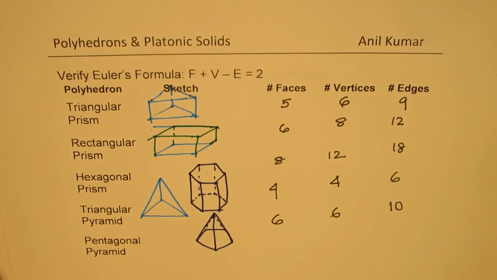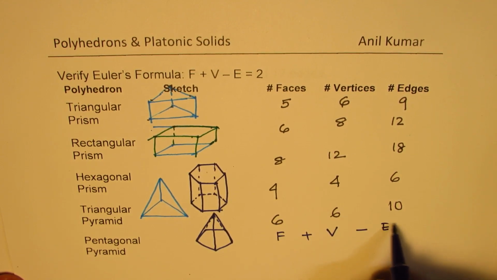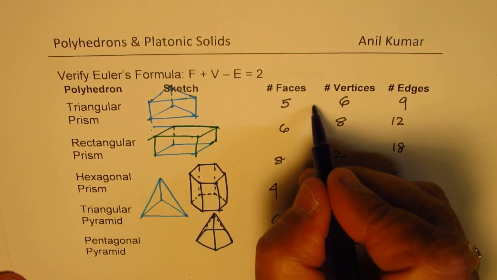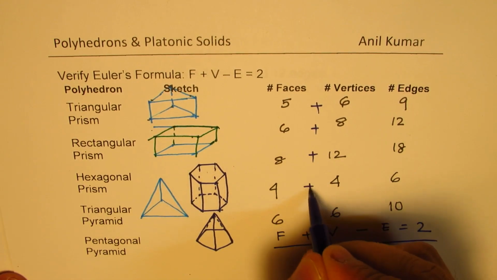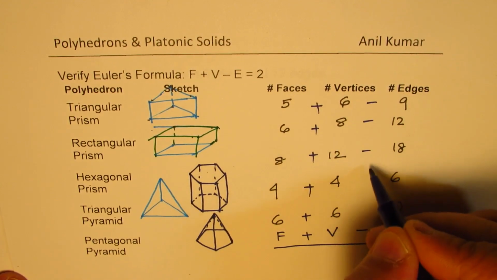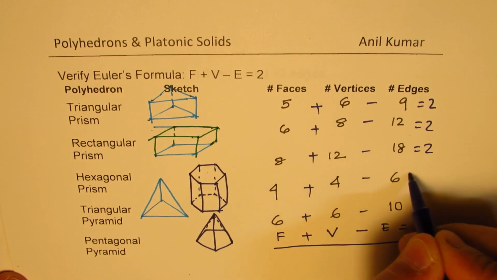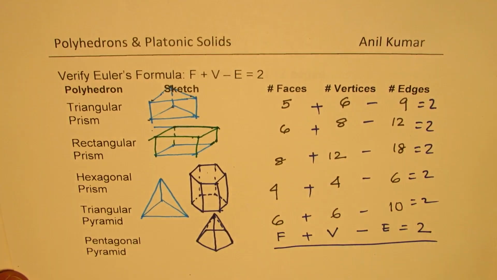Good. In each case, you will find that the number of faces plus number of vertices minus the edges is definitely equal to 2. So I'd like you to calculate these values and then see if you really get 2 for each. If you do, then the formula works. Otherwise, you've made a mistake. The formula always works for a polyhedron. Okay.